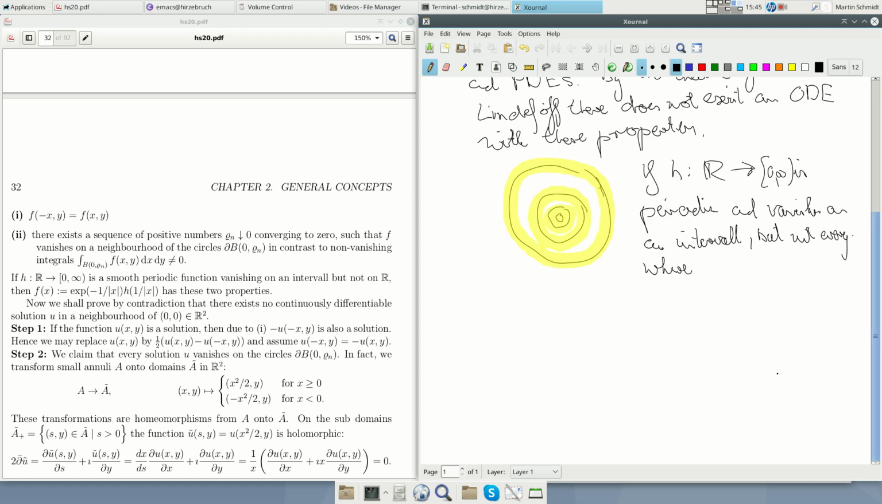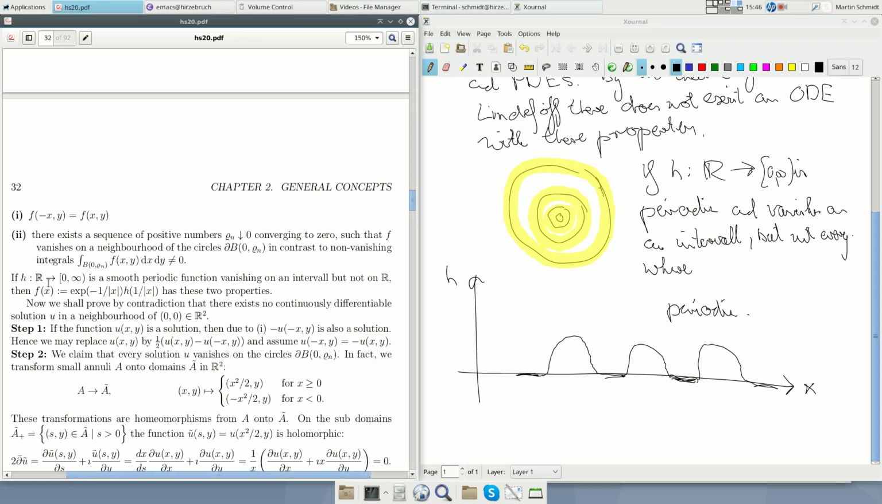Okay, so how should this look? Here we have our variable x, one-dimensional, and here we draw h, so it should be periodic. For some interval it's 0, it should be smooth, then again 0, then smooth, and so on. Such a function exists. Here it should always be constant 0, but in between positive and periodic.